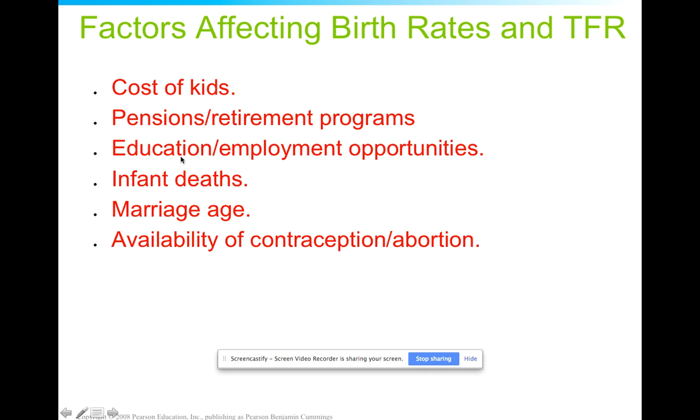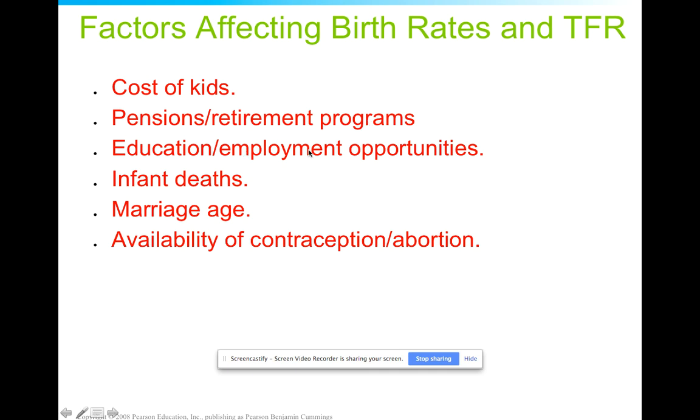So if you have better education and employment opportunities, you're going to wait to have children. If you know you're going to have a retirement program, you're not going to have as many children because you don't need them as a safety net. You're going to have that retirement plan. Infant deaths: if you know that the kids you have are most likely going to live to their 70s, then you're going to choose to have less.